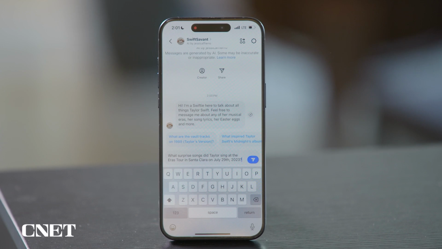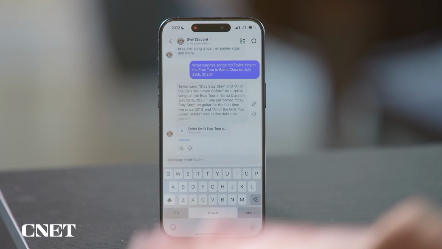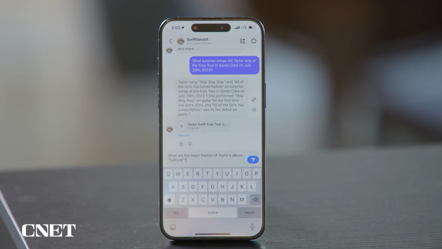That's what I did, and here is how my Swifty AI answered. First, I'm gonna ask, what surprise songs did Taylor sing at the Eras Tour in Santa Clara on July 29th, 2023? That is the Eras Tour date that I went to. Let's see what it says. Stay, Stay, Stay, and All of the Girls You Loved Before were the surprise songs for Santa Clara. That is correct.